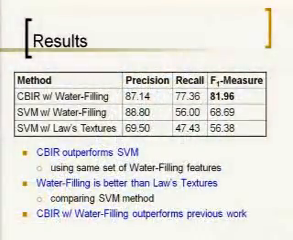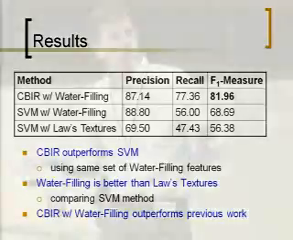The second hypothesis we wanted to test was that the WaterFilling features actually work better than the lost textures. So we ran both the content-based image retrieval and the SVM on both types of features. The lost textures work terribly on the content-based image retrieval, so we don't report those results here. But we also compared the support vector machines on both types of features. And these are the results, just a summary. In the first line here, we have the CBIR with WaterFilling, and you see we got the highest precision and recall. We have an 82% F measure, which is the combined precision and recall.